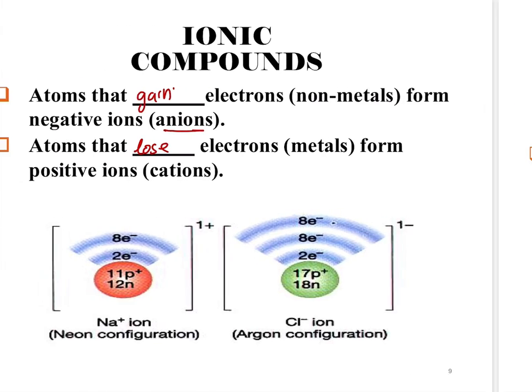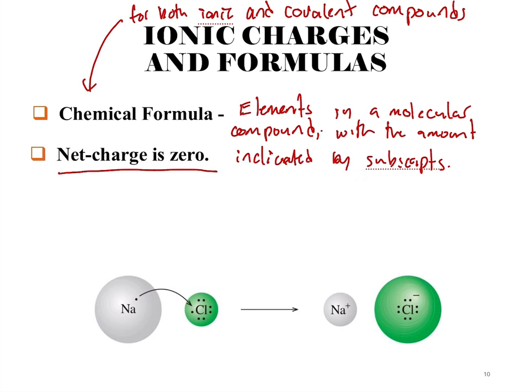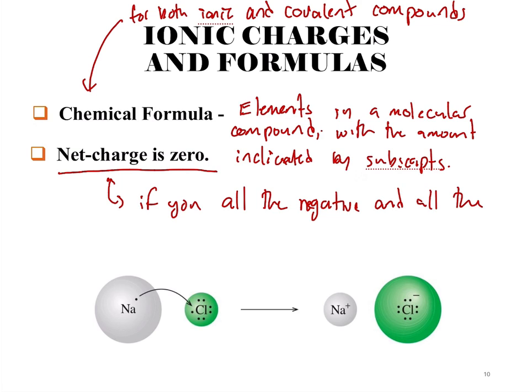So how do you know when you have enough of each element? Well, you have a net charge of 0, right? And what that means is that if you add all the negative and all the positive charge, it equals 0.